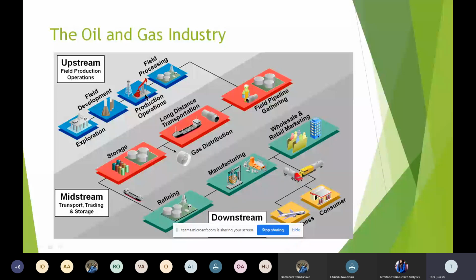Then away from the upstream, we come to midstream, where we have players in the storage business, long distance transportation, and field engineering or pipelines and whatsoever. Then finally to downstream, where the hydrocarbon resources are then refined, and then byproducts are manufactured, and then the marketing happens and down to us, the consumers.